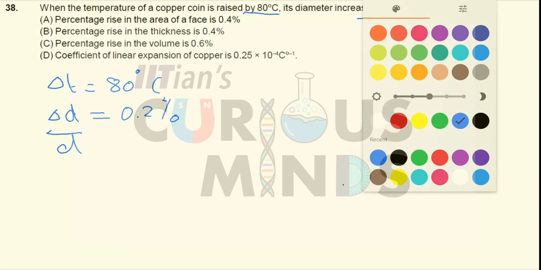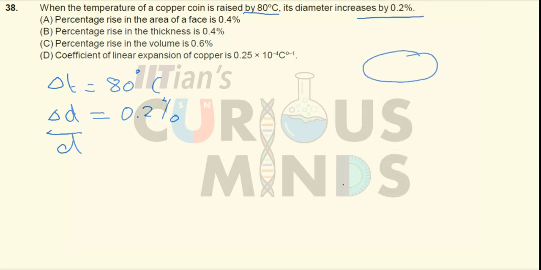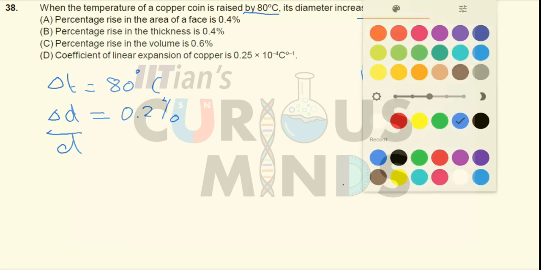First of all, understand that whenever I consider a copper coin, or any type of coin, its shape will be cylindrical. So let this be the radius, and let this be the diameter, the entire distance, and let this be the height. Now first of all we will find out the increase in the area.